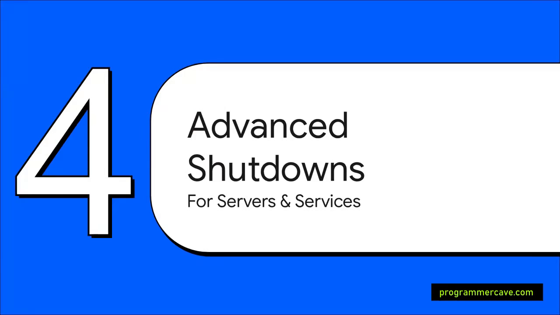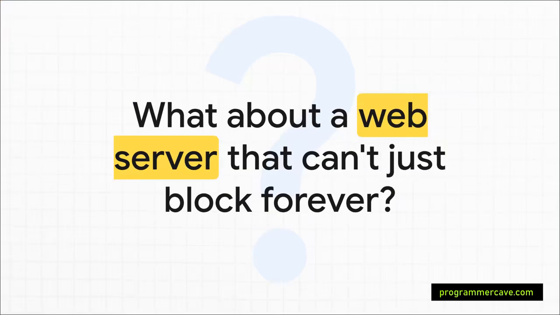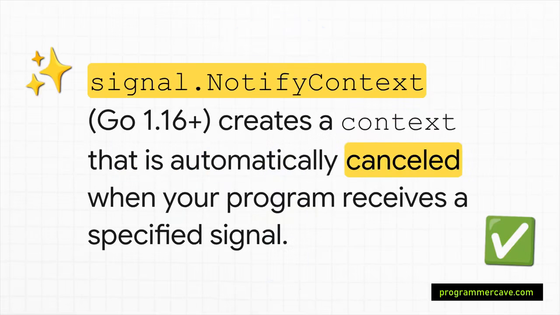Okay, so that blocking pattern is perfect for simple tools. But what about a long-running web server or a microservice? We can't just block the main goroutine forever, right? It has work to do. This is where we need to level up our approach. This is really the key question that separates a simple script from a true production service. How do you handle shutdowns when your app is in the middle of serving requests and can't just pause and wait for the end? The modern, and I'd say idiomatic way to handle this in Go is with context.